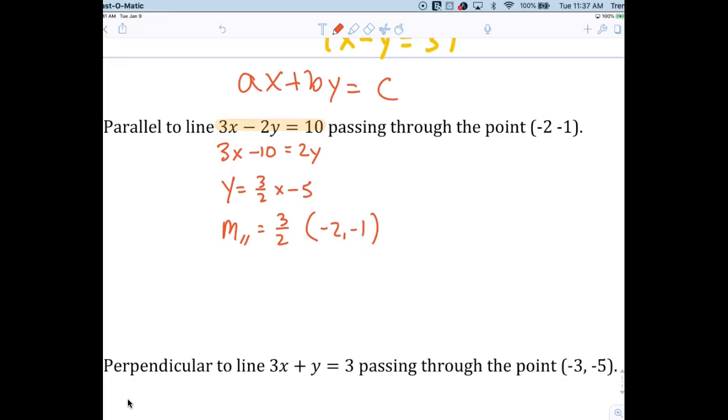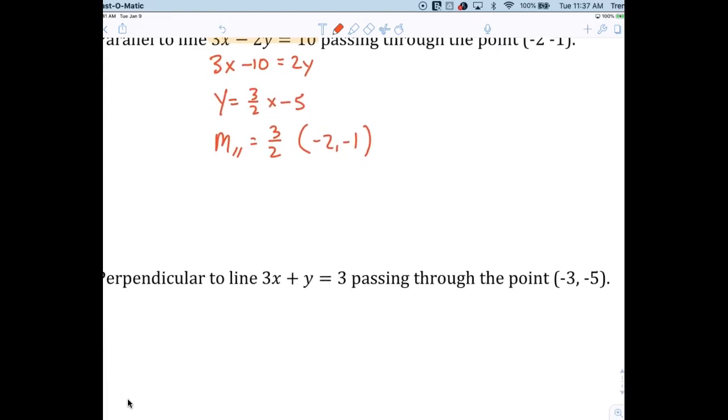All right, now let's write the equation. Drew, go. I'm going to use the slope like this. Okay, so it'd be y plus 1 equals 3 over 2, and this is x plus 2. Look how easy that was, right? Now we're going for standard form.